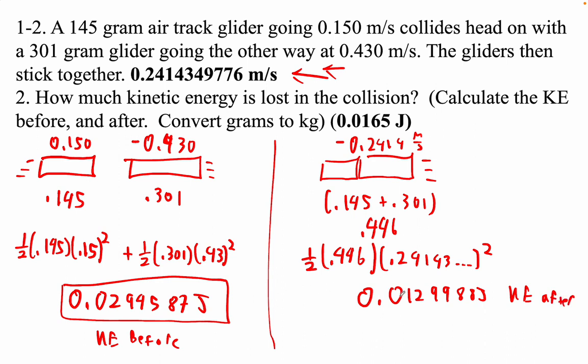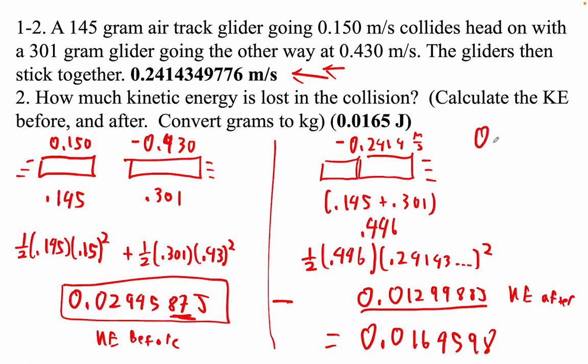And of course, this minus this, right, is equal to the change in kinetic energy. So I'm just going to take that number and subtract this number. And I get that the energy lost is, literally, this number minus this number is equal to 0.0164598, which would be, with 3 sig figs, 0.0165 joules. And that's what's lost. That's the sound of that massive collision.